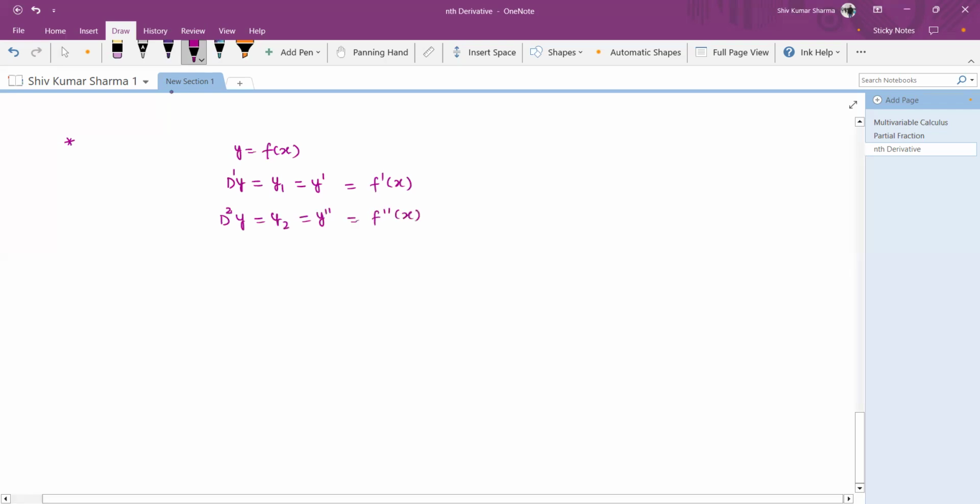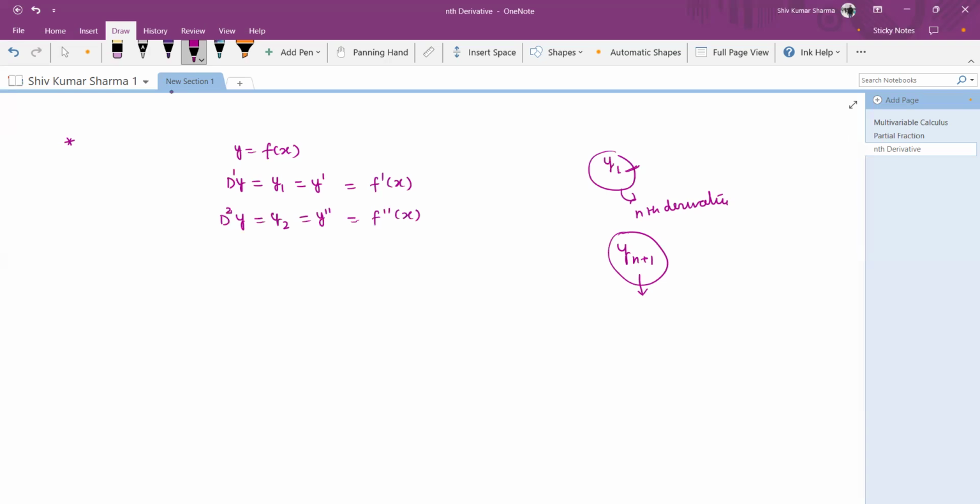So the derivative is increasing. Suppose we have the term y1. When we do the nth derivative of this y1, it will be y(n+1). So we add the nth derivative to y1. y1 is already one derivative, and we have to differentiate n more times. So that can be written as y(n+1). We follow this in the problems.